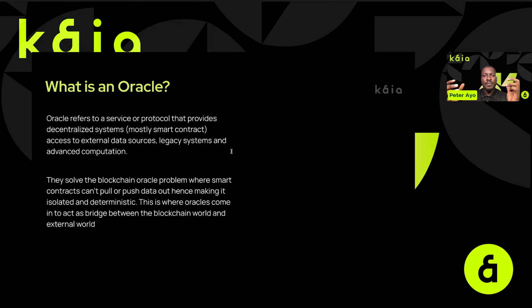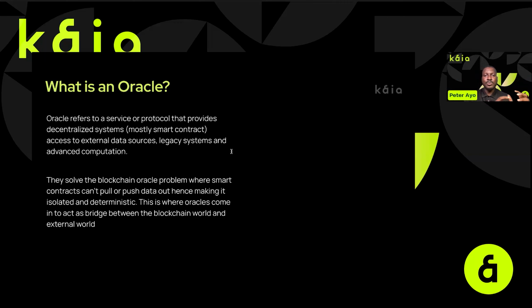Take for instance, myself and Eric, we are trying to bet on who is going to win the Ballon d'Or, right? Myself, I say that Lamine Yamal is going to win the Ballon d'Or, and I put down 50 Kaia in a smart contract. And Eric says that, oh, Lionel Messi is going to win the Ballon d'Or. Now, if we put this in a smart contract, because of the blockchain oracle problem, how does the blockchain fetch the actual data of who won Ballon d'Or? Now, this is a question.